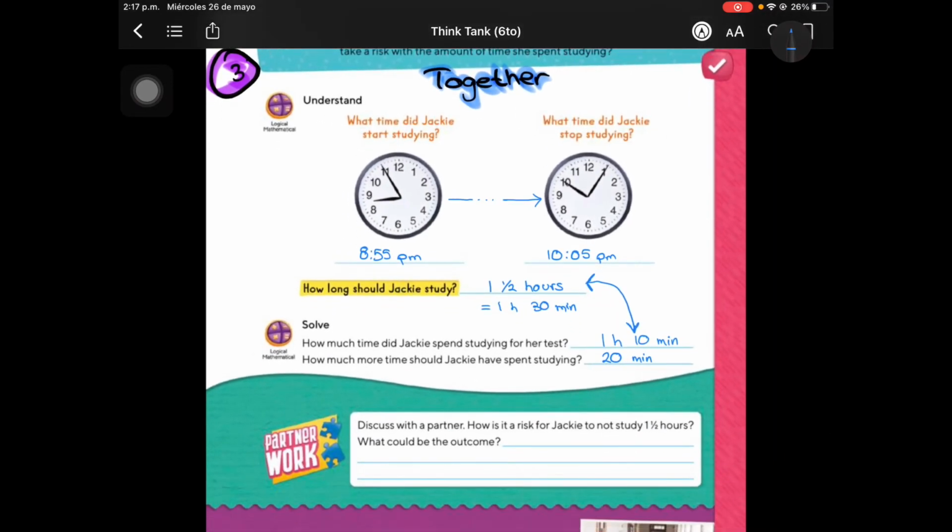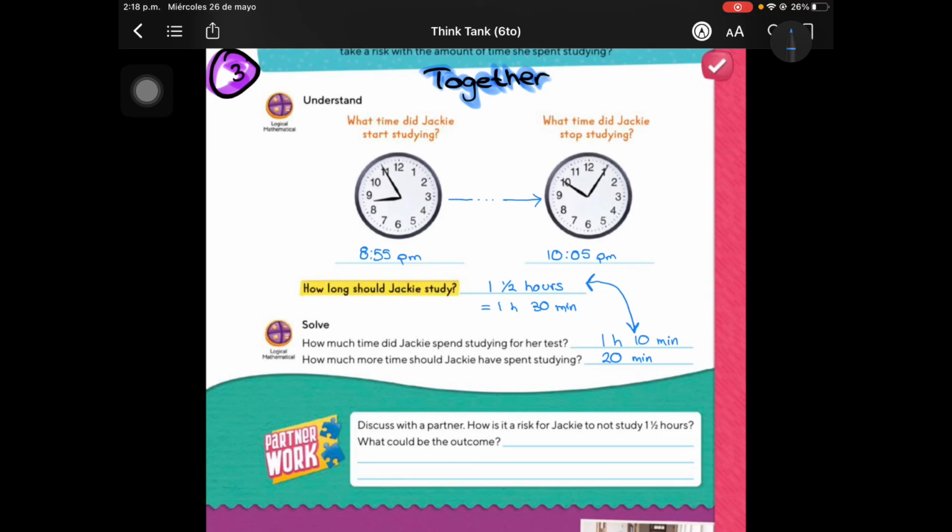So, again, what is the risk? How is it a risk for Jackie to not study 1.5 hours? What could be the outcome? The outcome is that she might be unprepared for the test and get a bad grade.